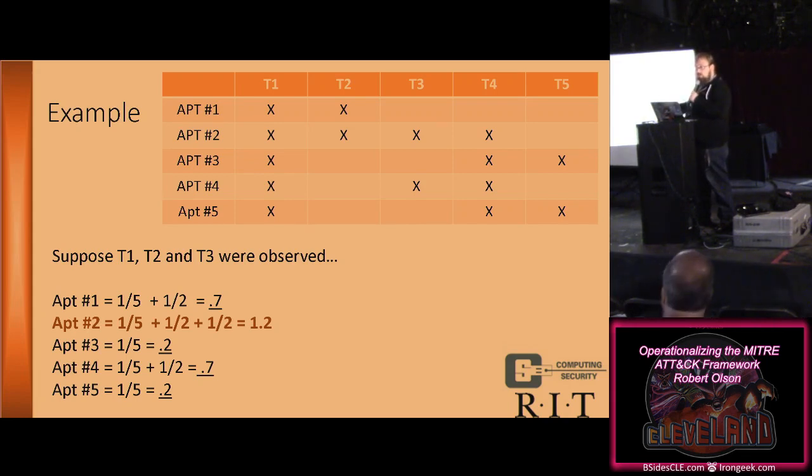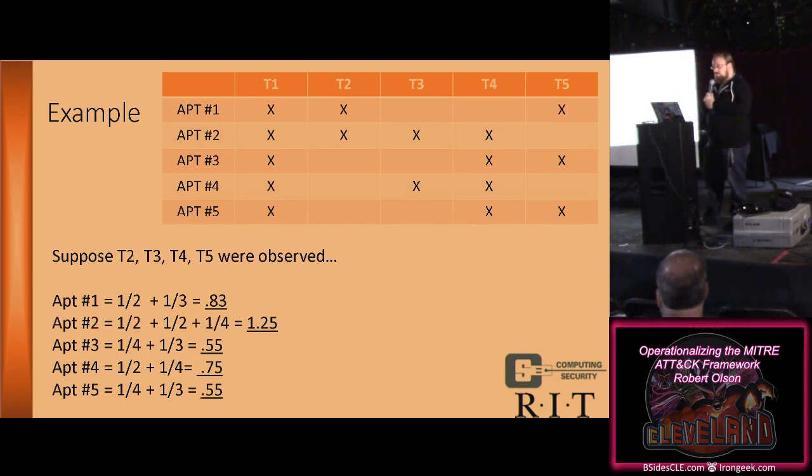APT2 earns 0.2 from technique 1. They earn 0.5 from technique 2, and they also earn 0.5 for technique 3, giving them a total of 1.2. APT3 only is known to use technique 1 of the techniques that were observed, so they only have the 0.2. APT4 is known to use technique 1 and technique 3, which in this case is functionally indistinguishable from APT1. They end up with a 0.7, and APT5 is similarly indistinguishable from APT3, since they only are known to use technique 1 of the techniques that were observed.